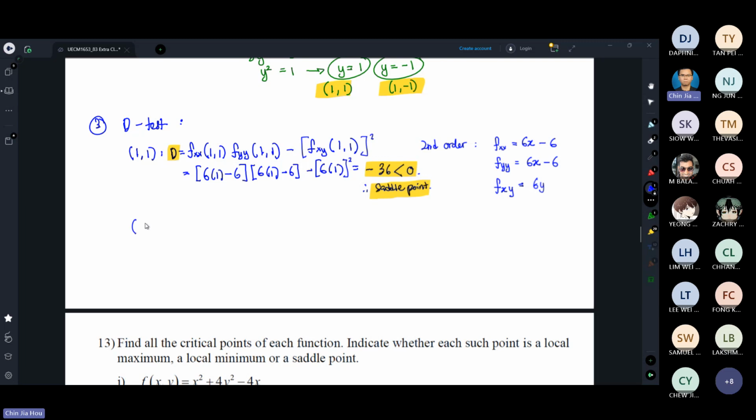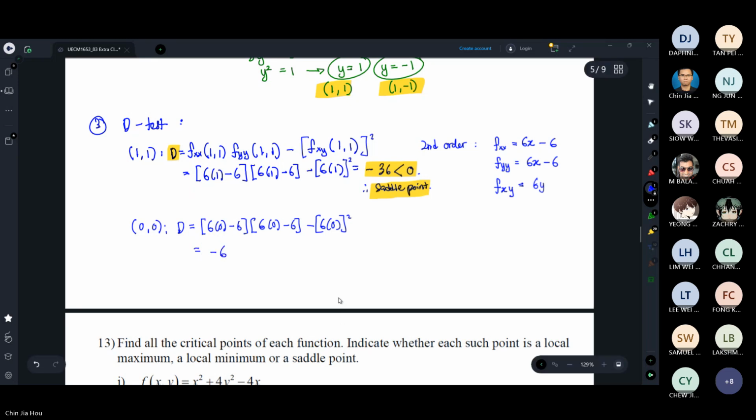Let's try another point, 0, 0. Again, using the same formula, 6 times 0 minus 6, multiply with 6 times 0 minus 6, minus 6 times 0, squared. So what do we get from here? We get minus 6? No, we get 36. A bit blur here, 36. Minus 6 multiplied with minus 6, we get 36.